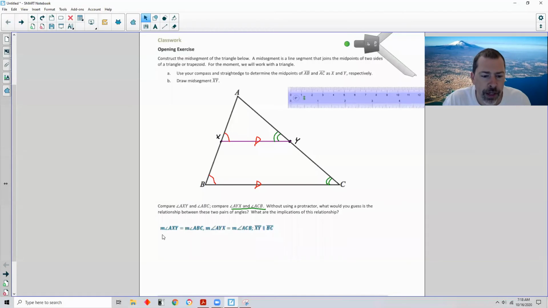Okay, so if I summarize, I would say the measure of angle AXY is equal to the measure of angle ABC. The measure of angle AYX is equal to the measure of angle ACB. Segment XY is parallel to segment BC.